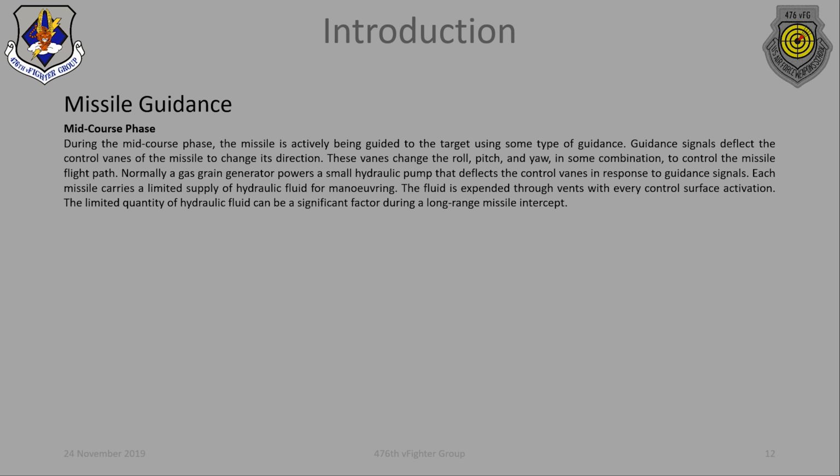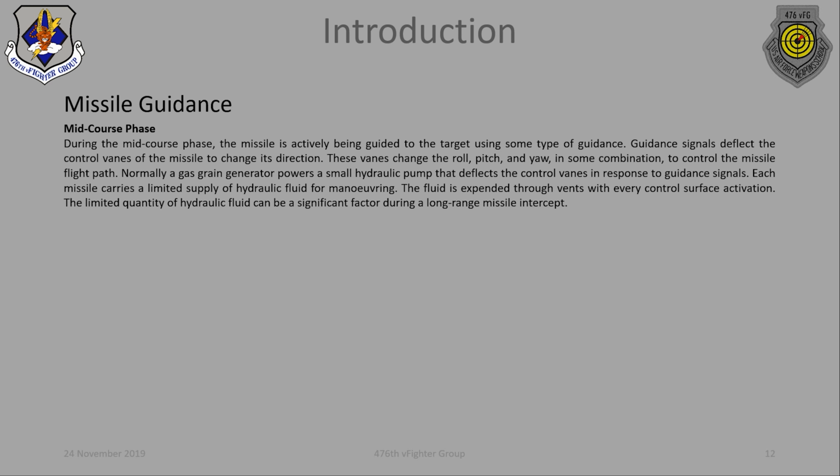Then we've got the mid-course phase. This is where the missile's being guided to the target. Guidance systems illuminating the target will either command the missile to change its course, or the missile's internal guidance system will change course in response to the signals it's receiving.